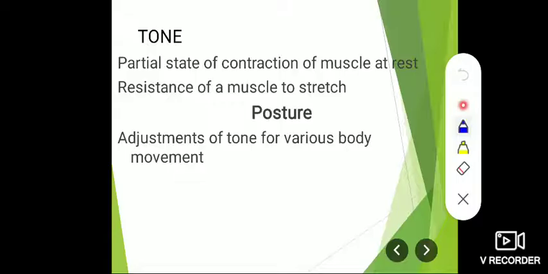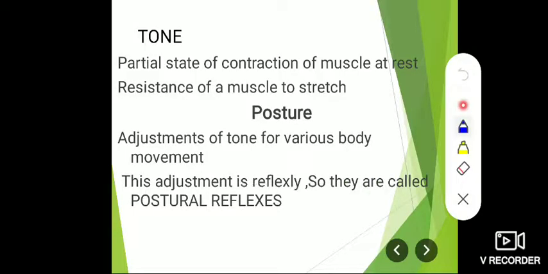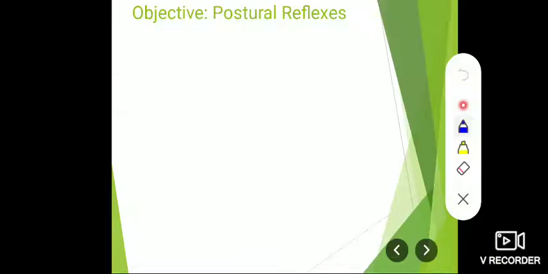It is basically adjustment of tone for various body movements. This adjustment is basically reflex, so they are called postural reflexes. When we are doing any activity, standing, walking, sitting or writing, at that time body tone is constantly adjusted for the body movement. So these are reflexes called postural reflexes.